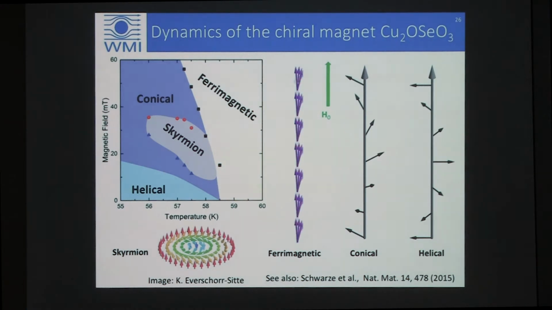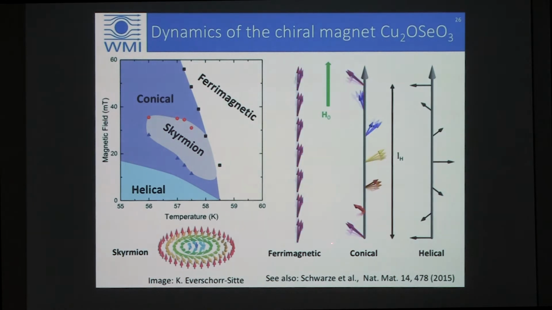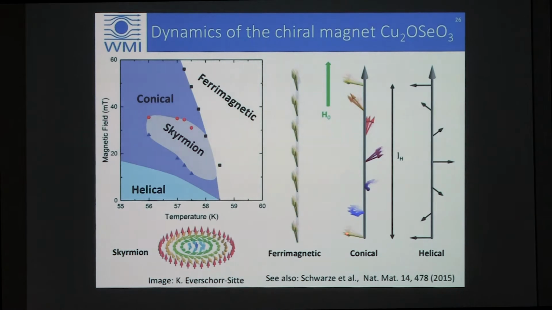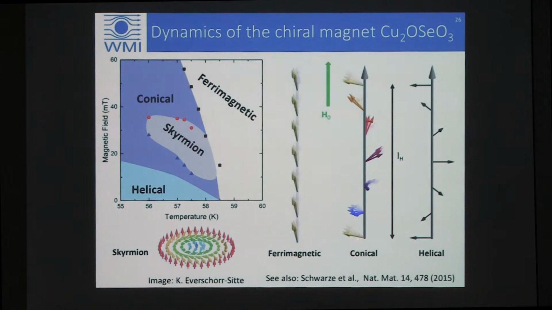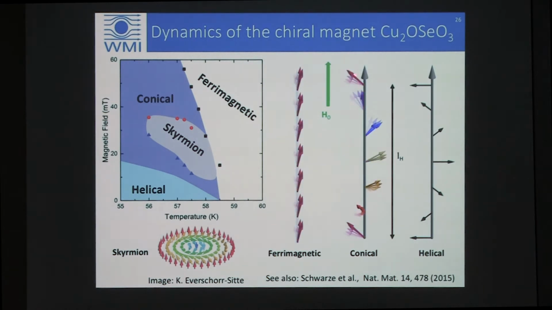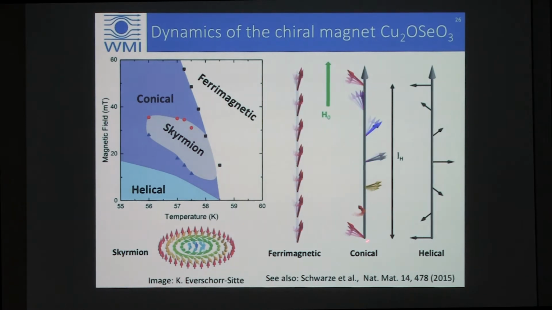Okay, so now dynamics. Ferromagnetic is trivial, it's all precessing in phase. In the conical, each spin precesses about its equilibrium position, so it looks like that. And I can now look at the phase relation from one spin to the next. The phase is encoded in color in this little animation. If you look closely, you see that the color down here is always the same color as up here. So the one at the bottom and the one at the top precess in phase, and the one in the middle precesses perfectly out of phase to that one here.